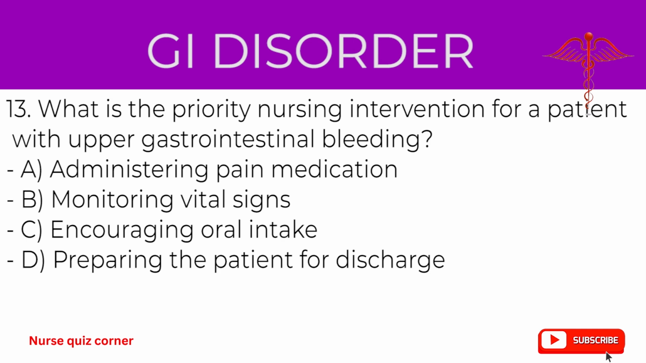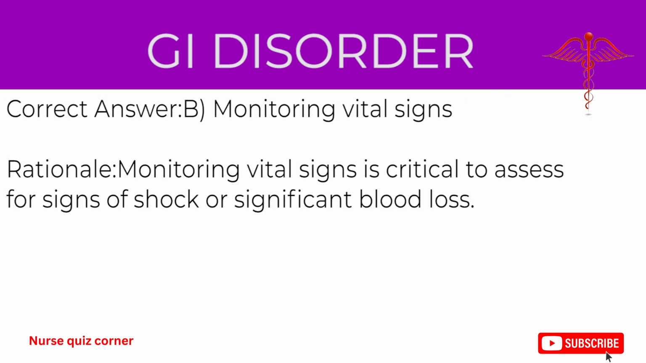13. What is the priority nursing intervention for a patient with upper gastrointestinal bleeding? A. Administering pain medication. B. Monitoring vital signs. C. Encouraging oral intake. D. Preparing the patient for discharge. Correct answer: B. Monitoring vital signs. Rationale: monitoring vital signs is critical to assess for signs of shock or significant blood loss.